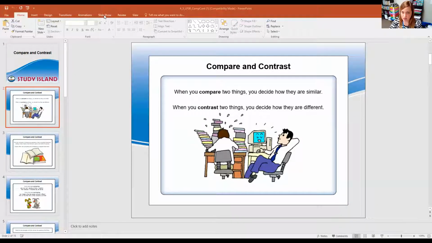Okay, we are going to be working on comparing and contrasting how different ideas are depicted in different formats. So let me share my screen here.